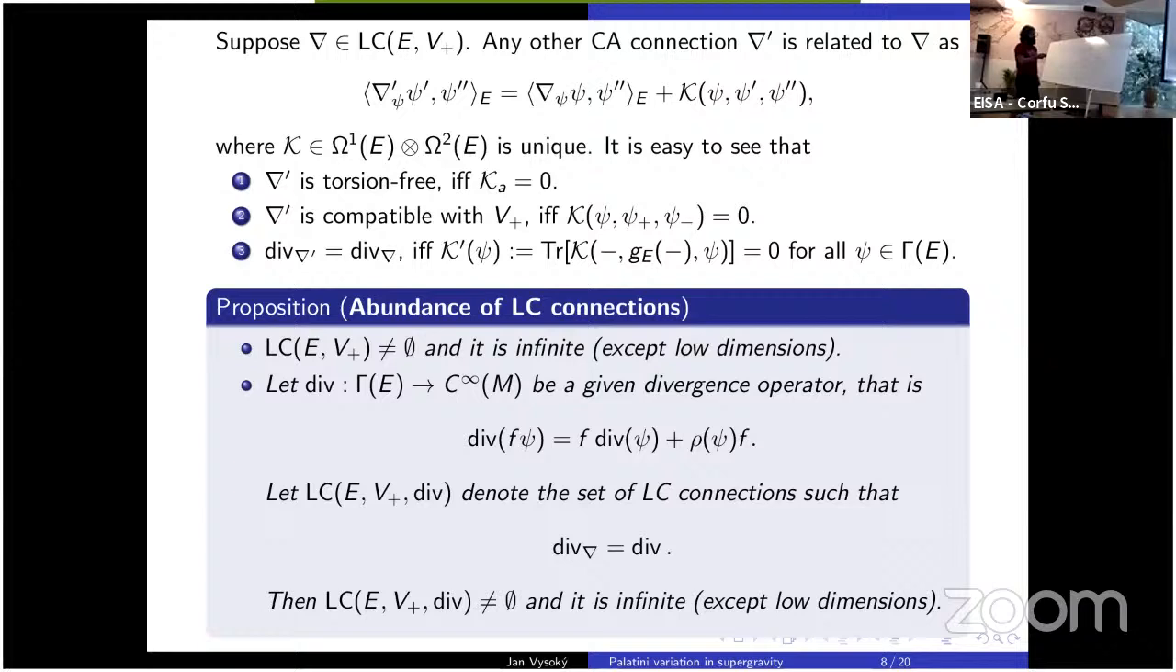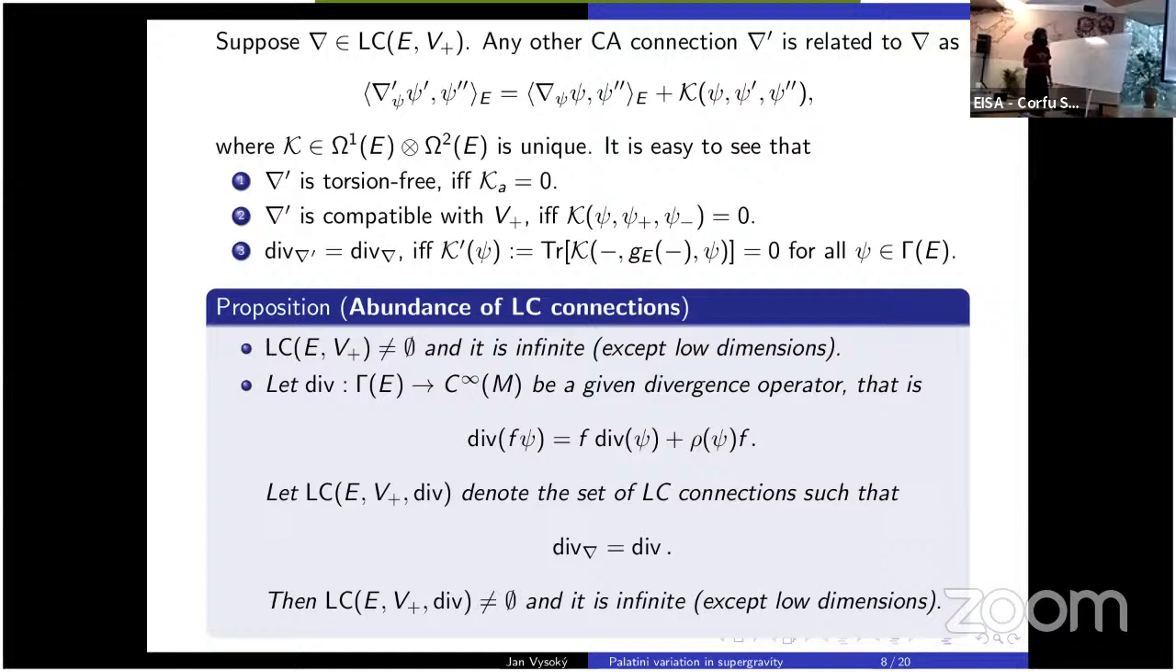So it's non-empty, so you can always construct one, which is the first important thing. And the second is that there are plenty of them, except for some trivial cases, like when the rank of your vector bundle is one or two. And what is also interesting is that you can choose any divergence operator and fix it. So you assume that your connection has this particular divergence operator, and then you can again show that the space of Levi-Civita connections on E with respect to V plus with this divergence operator is non-empty, but still infinite. So there are still plenty of choices.